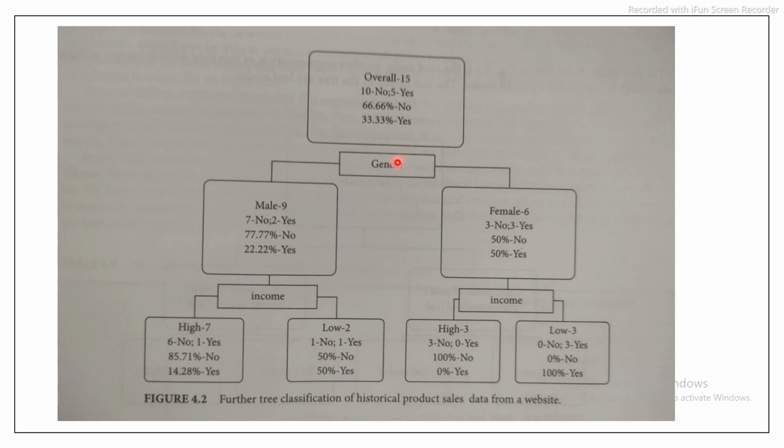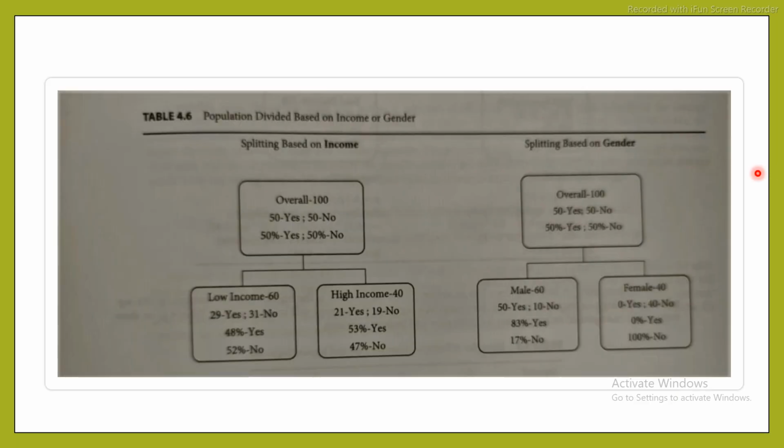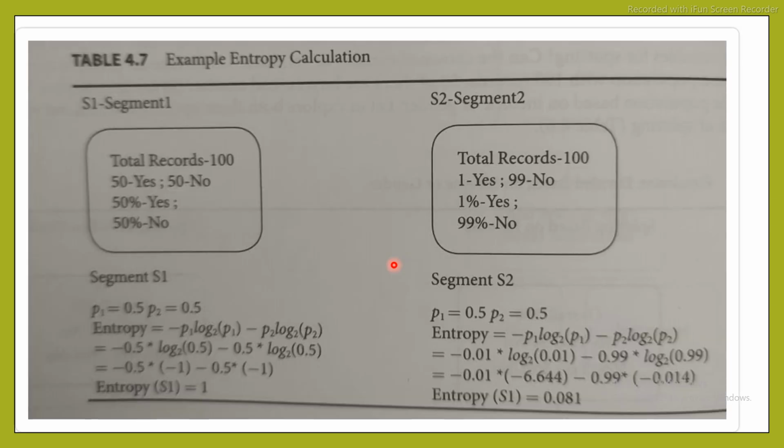Let's see whether splitting the tree based on gender is good or not. If you are splitting based on income, overall 100, with low income and high income, and there is a class. If you are splitting through gender, let's say 83% said yes, and here there is 0% yes and 100% no. So I think gender is not a good way, but income is a way to classify. Based on this tree you can decide it. These are some mathematical calculations I have shown you. You can go and run it. This is just a calculation.